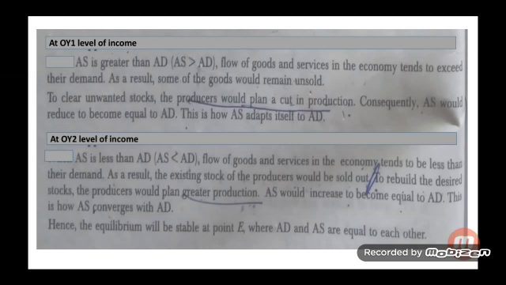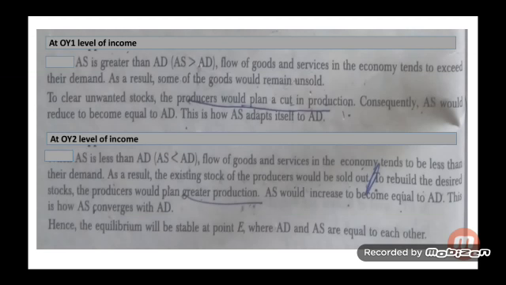To clear the unwanted stocks, the producers would plan to cut in production. Producers को क्या करना पड़ेगा? अपने stocks को clear करना है. They have to cut down their production. Production कम करना पड़ेगा. Consequently, AS would reduce to become equal to AD. और जब वो सप्लाई कम करेगा तो AS AD के इक्वल हो जाएगा. This is how AS adapts itself to AD. तो मतलब क्या हो जाएगा बेटा यहाँ पे? AS AD के इक्वल हो जाएगा इस तरीके से जब प्रोड्यूसर अपने प्रोडक्शन को कम करेगा.